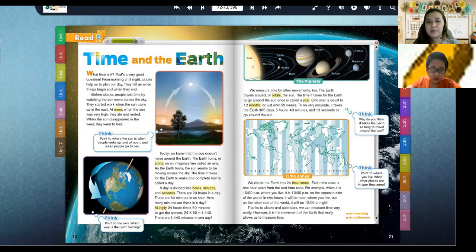And we have here time zones. So we divided the earth into 24 time zones. Each time zone is 1 hour apart from the next time zone. For example, when it is 10 a.m. where you live, it's 10 p.m. on the opposite side. So I already told you about that one. In 2 hours, it will be noon where you live, but on the other side of the world, it will be 12 at night. So that's how time zones work, okay?